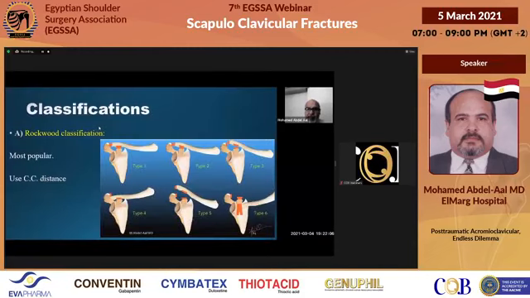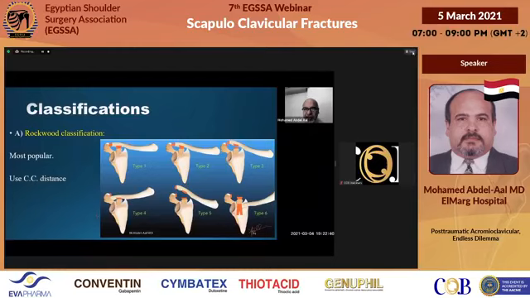Regarding the classification, there are a lot of classifications of the acromioclavicular joint, but the most popular one is the Rockwell classification, which classifies this injury into 6 types. I'm not going deep into this classification, but what I want to stress is that it depends upon the coracoclavicular distance. The more the severity of the injury, the more the increase in the coracoclavicular distance.